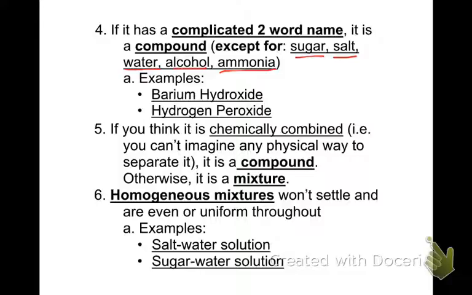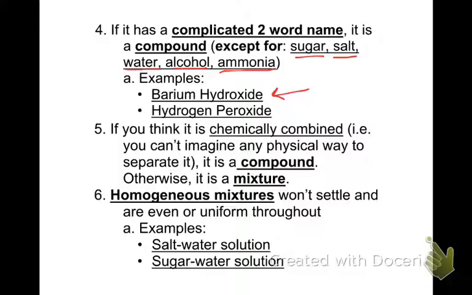This is what I mean by a complicated two-word name. Barium hydroxide sounds like a compound, so yes, it is a compound. This is where you have to use common sense. Voltaire was kind of right that common sense is not so common, but I think you're well beyond that. Use your common sense to say, okay, this sounds like a chemical, so it's probably some kind of chemical compound. Barium hydroxide is a compound. Hydrogen peroxide sounds like a compound, and yes, it is.